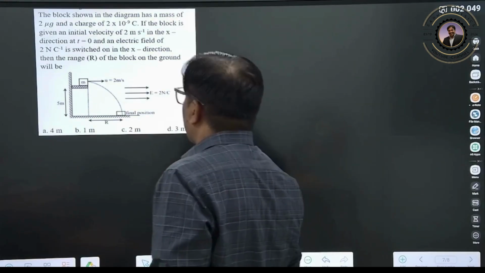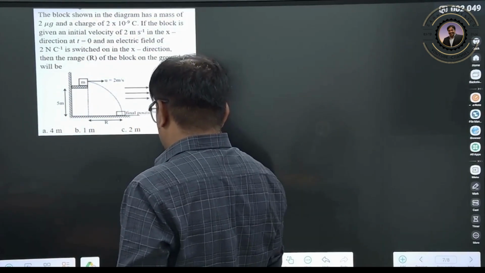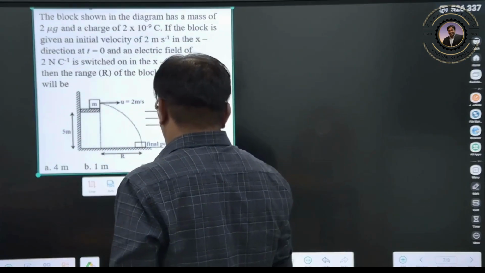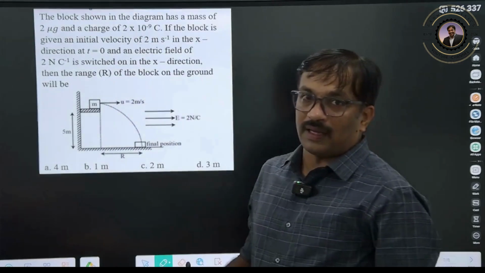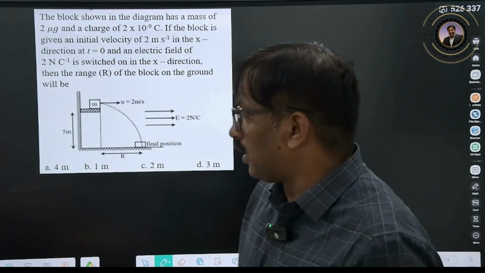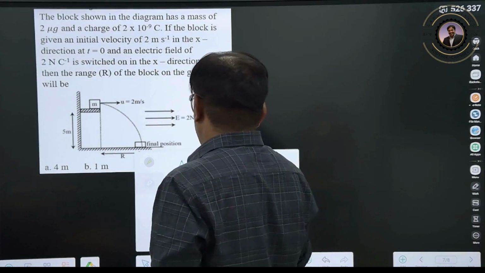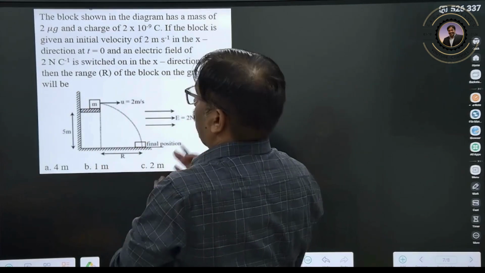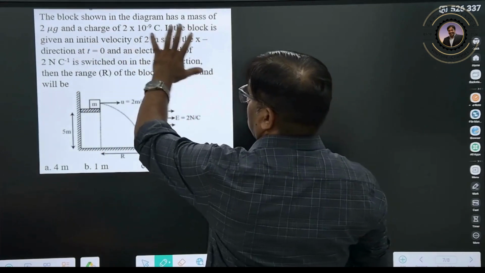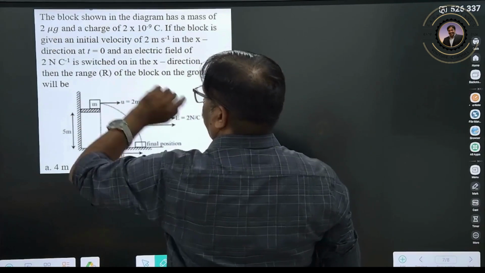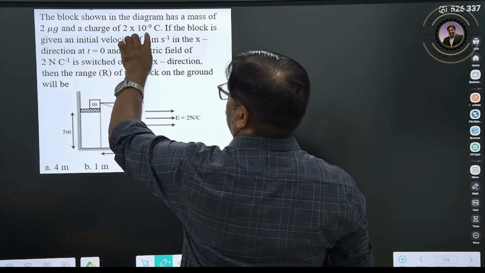Now we'll go for another question. Actually, this question I already discussed in horizontal projectile motion, but here also we'll discuss because the electric field is given. Therefore, how to solve this type of problem? Let us see. There is a block shown in the diagram which has a mass of 2 microgram and a charge of this much.